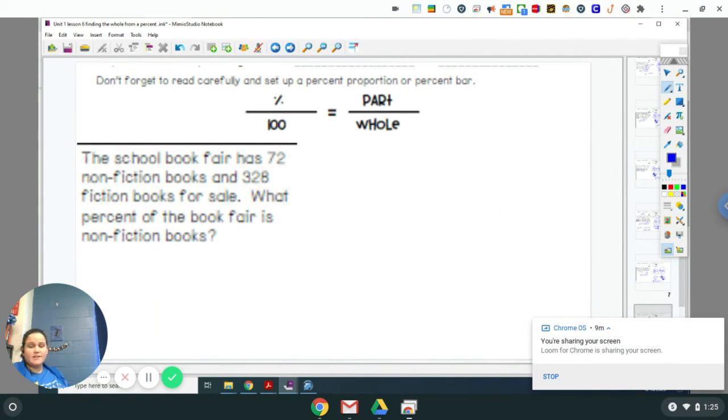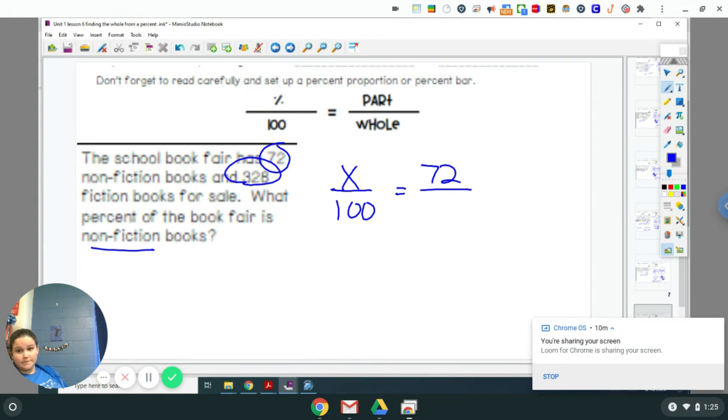So the school book fair has 72 nonfiction books and 328 fiction books for sale. What percent of the books is nonfiction? Okay. So since we're trying to find the percentage, you're going to have X over 100%. And since you're trying to find nonfiction, your part would be 72. But now we don't know the total. We do know that we have 72 nonfiction and 328 fiction. So that means we need to add them together to find the total. So you can do 328 plus 72, which is 400.